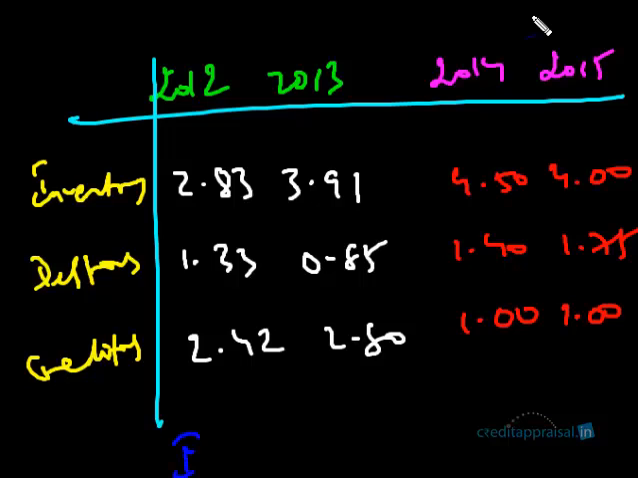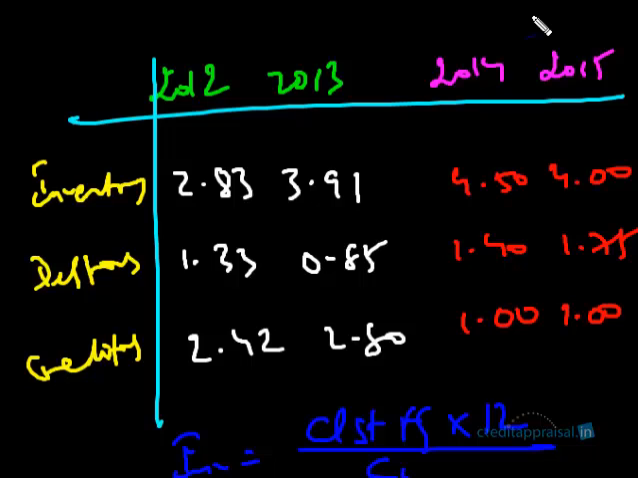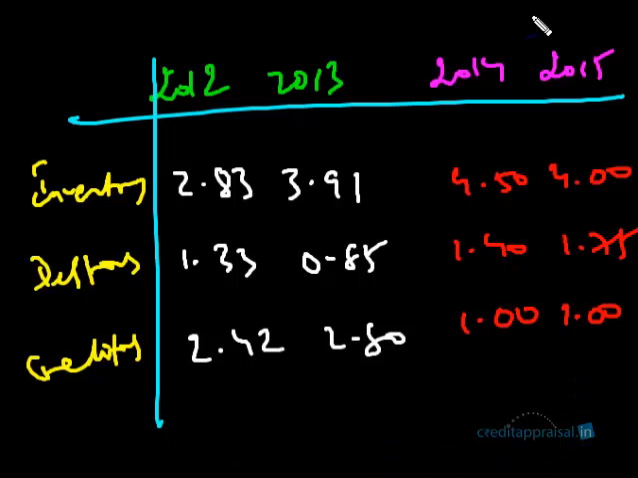So the inventory holding level will be, we know this, you find out the closing stock of finished goods as on 31.3, say for example you want to calculate as on 13. Take the closing stock of finished goods into 12 divided by cost of sales. We discussed this. Similarly for debtors, take the closing debtors figure into 12 by sales. For creditors, closing creditors into 12 by purchases, which is the raw material consumption. If you do that, you're going to end up with these figures.